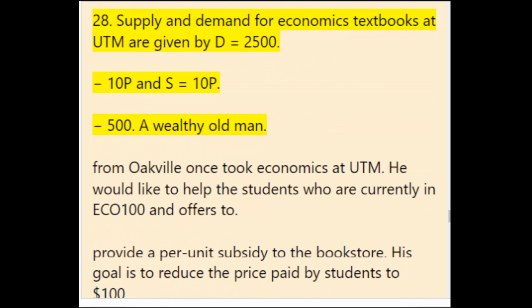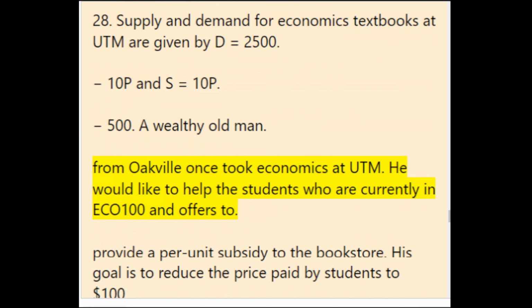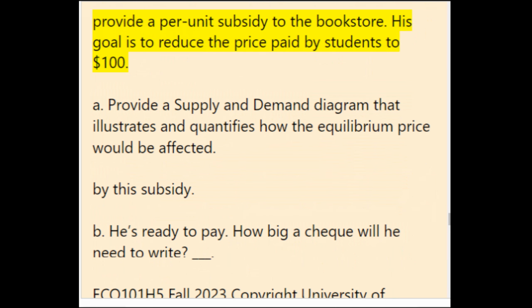28. Supply and demand for economics textbooks at UTM are given by D = 2,500 - 10p and S = 10p - 500. A wealthy old man from Oakville once took economics at UTM. He would like to help the students who are currently in Eco 100 and offers to provide a per unit subsidy to the bookstore. His goal is to reduce the price paid by students to $100.